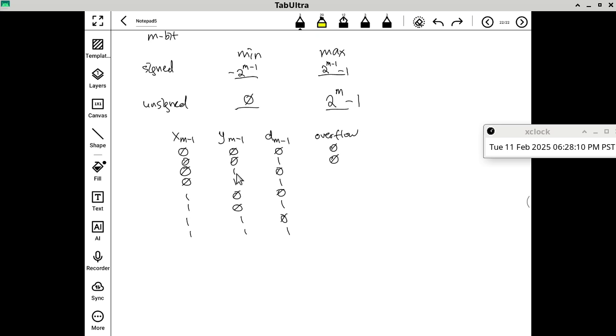If you subtract a negative quantity from a non-negative quantity and the result is non-negative, can that happen? Not only can it happen, it should happen, right? Okay, so it's not overflow. If you subtract a negative quantity from a non-negative quantity and the result is negative, can that happen? If it cannot happen, it is an overflow.